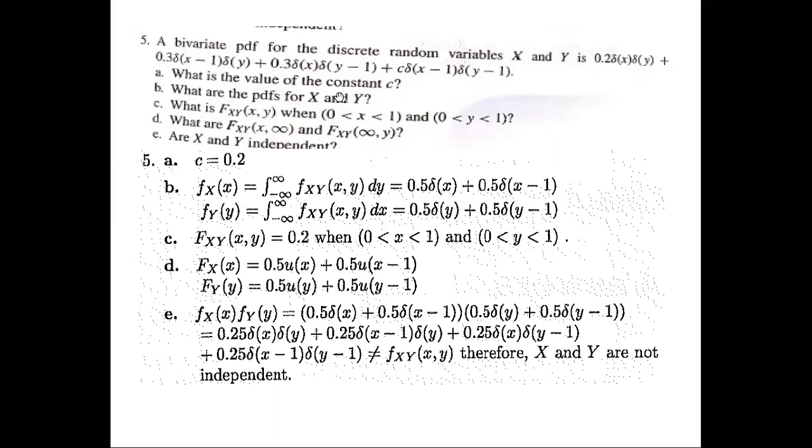Then what are the PDFs for x and y? Again, it goes the same way. f_X(x) is equal to the single integral of f_XY(x,y) dy. If you integrate with respect to y, the y terms will go, and we are left with the δ(x) terms, 0.2 plus 0.3, which becomes 0.5. We are left with the δ(x−1) terms, 0.3, and c we have just calculated as 0.2, that will be 0.5. So 0.5 δ(x) plus 0.5 δ(x−1).